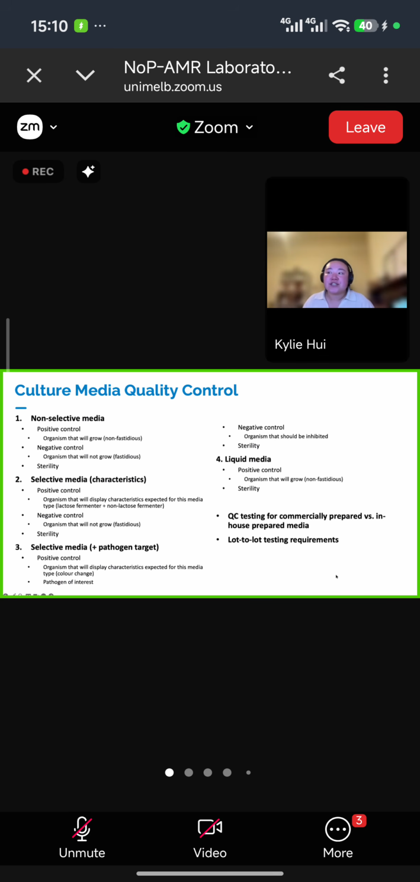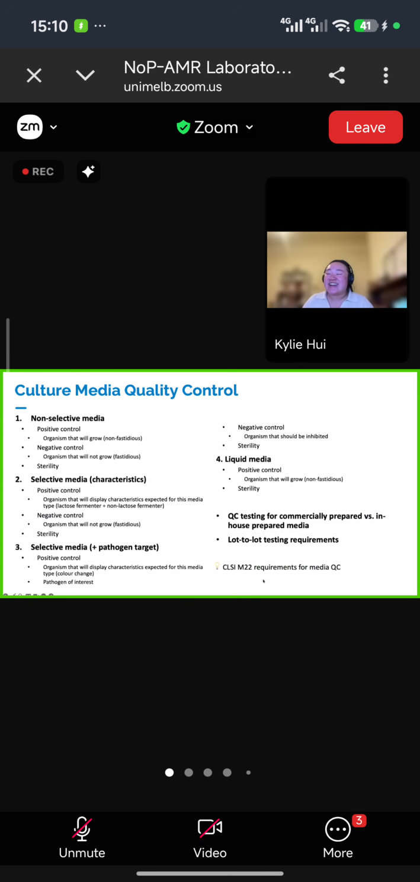There are a lot of different lot-to-lot testing requirements. For example, if you have different lot numbers for the same media type, you would have to run a QC per different lot number. So this is a lot to remember, and it's probably hard without key examples.